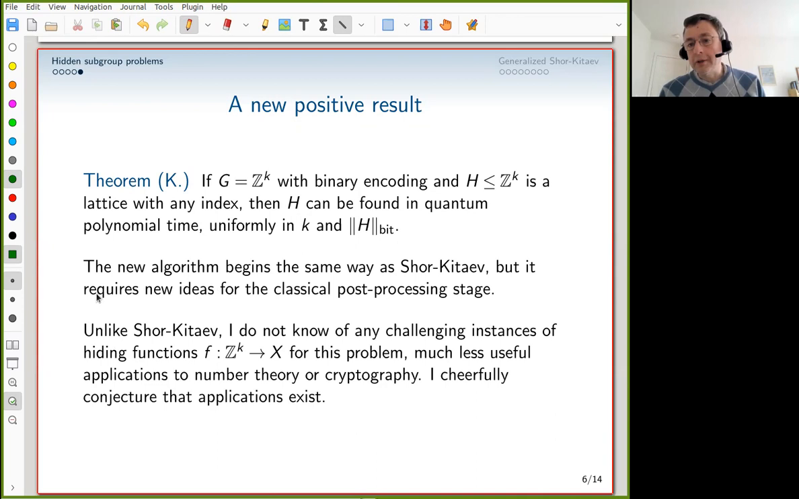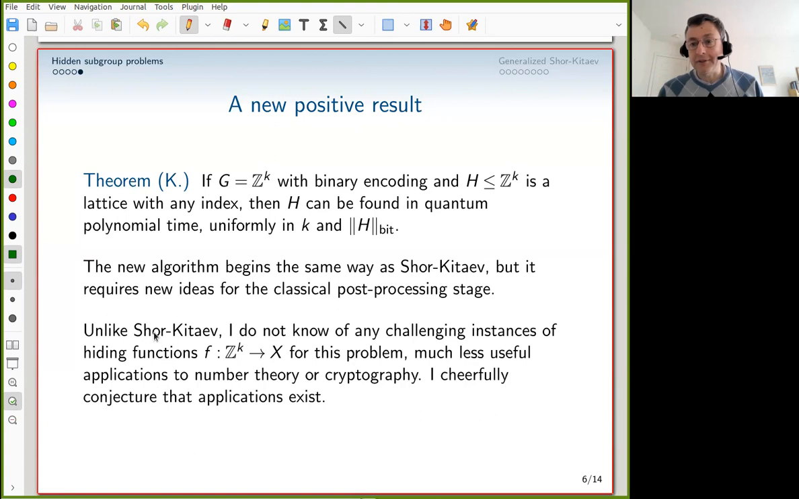But if you were really to make any of these quantum algorithms useful, you should have hiding functions, such as in the case of Shor's algorithm, modular exponentiation or the group law on an elliptic curve and so on, where you don't know the hiding function. You don't know the hidden periodicity ahead of time. That's the computational challenge. I'm calling that a challenging instance. I don't even care whether it's actually something useful for number theory or cryptography yet, but it's not going to be interesting for number theory or cryptography unless it's at least a challenging instance of some kind. And you might use number theory to try to come up with a challenging instance for any of these hidden subgroup problems. But I'm just going to cheerfully conjecture that challenging instances exist, maybe even number theoretic ones.